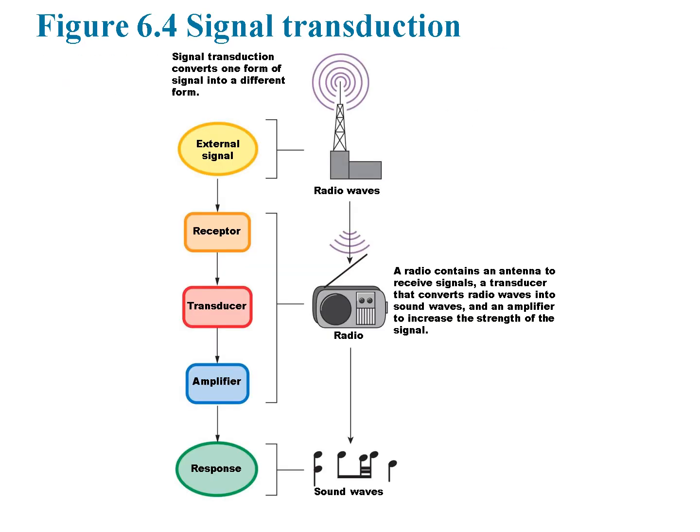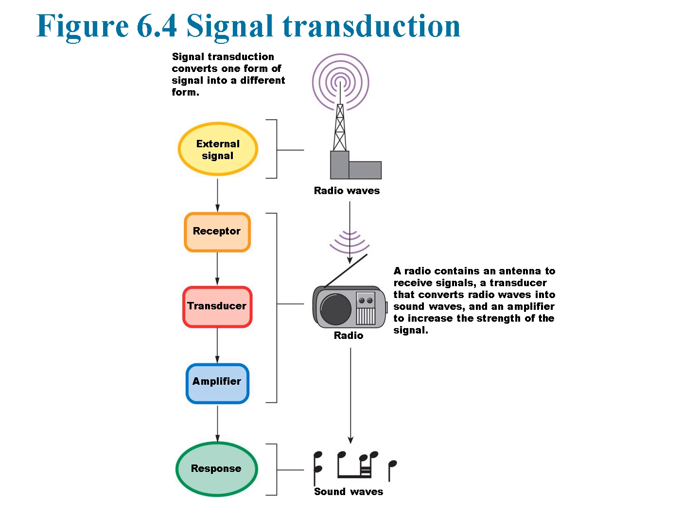release. This diagram illustrates the key steps of signal transduction, using the analogy of a radio to help explain how an external signal is detected, converted, and amplified within a system. It all begins with an external signal, which could be radio waves or, in biological terms, a hormone or neurotransmitter. This signal is detected by a receptor, either an antenna in the case of the radio or a membrane protein on the surface of a cell.